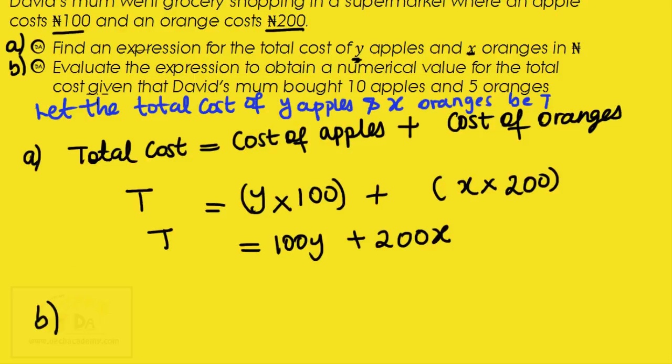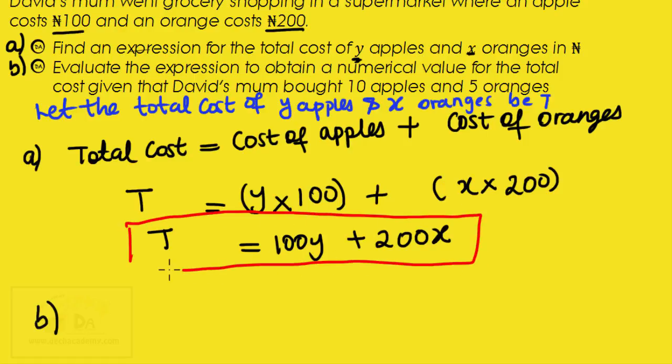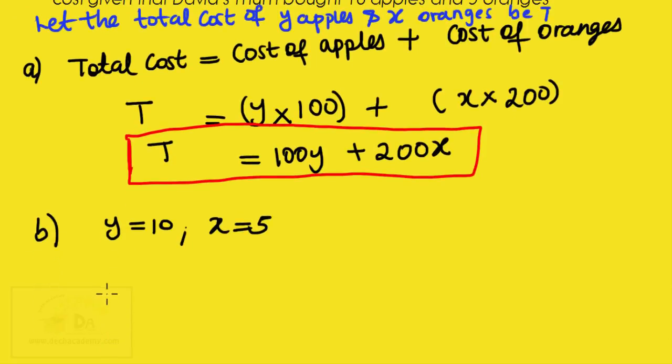Now for B, it says evaluate the expression, this expression we obtained. So this is the expression here, an algebraic expression involving symbols T, X, and Y. Now it says evaluate the expression to obtain a numerical value, so one number, for the total cost, given that David's mom bought 10 apples, so given that Y is 10, and 5 oranges, given that X is 5. Remember, X is the number of oranges, Y is the number of apples. So if Y is 10 and X is 5, what's the total cost?